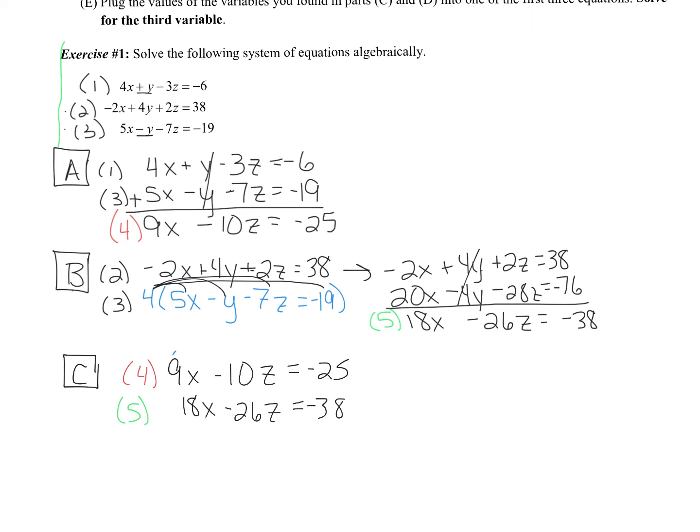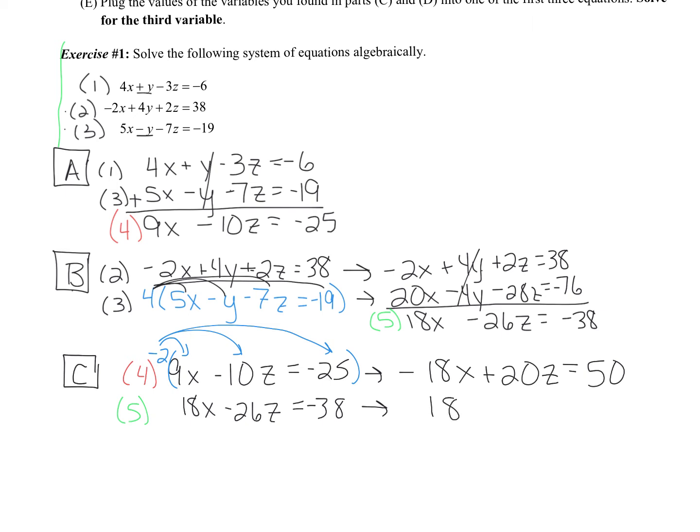I'm going to multiply this equation by negative 2. I didn't leave myself great spacing, but I think it's still fine, and then we're going to distribute. So this is going to give me negative 18x plus 20z equals 50. And then we'll rewrite this equation. We're basically just sending these equations across. So this is positive 18x minus 26z equals negative 38.